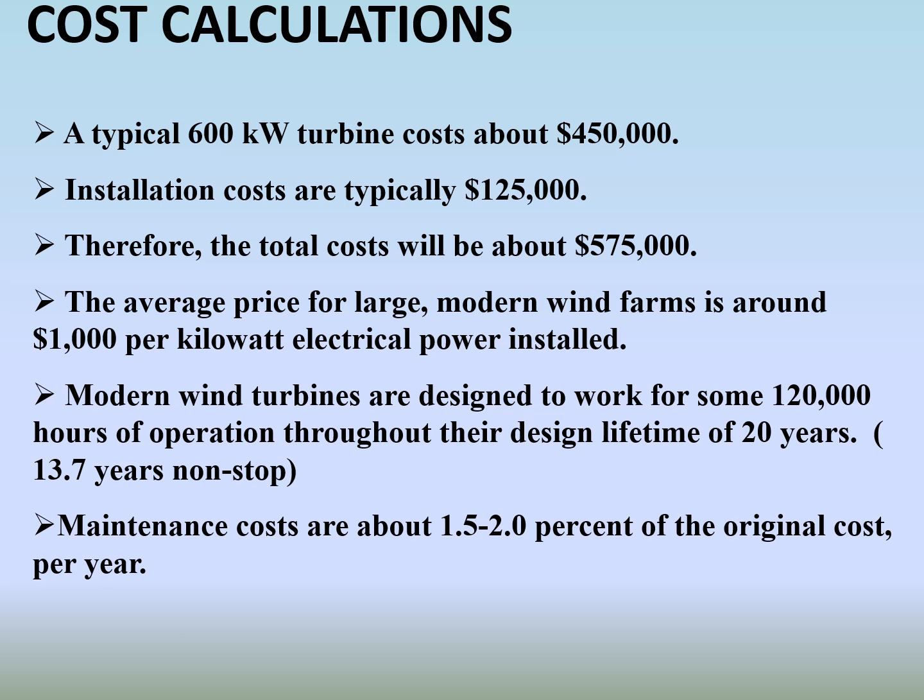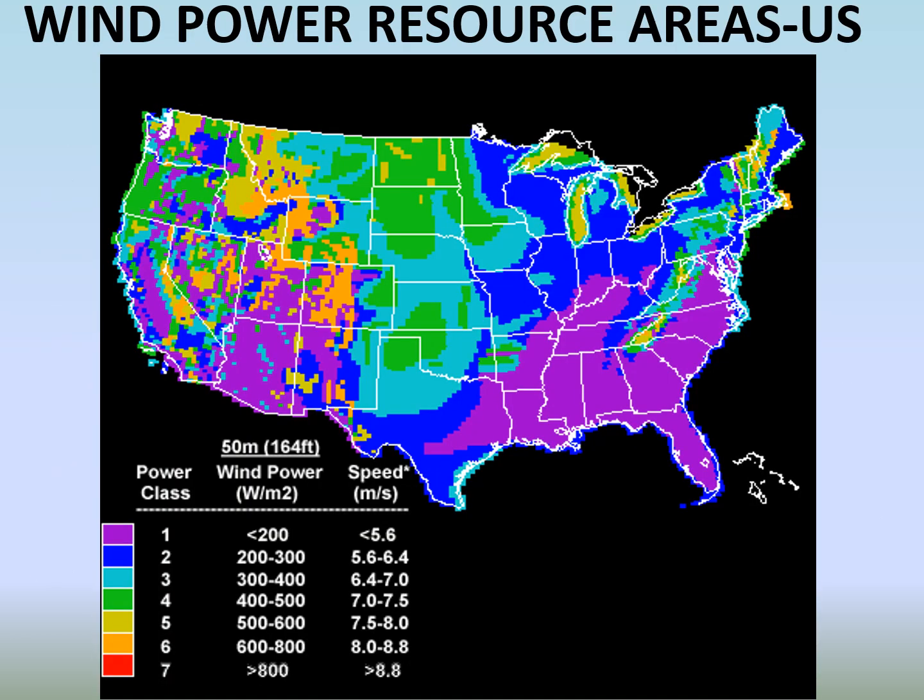Modern wind turbines are designed to work for some 120,000 hours of operation throughout their design lifetime of 20 years, which is 13.7 years non-stop. Maintenance costs are about 1.5 to 2.0% of the original cost per year.